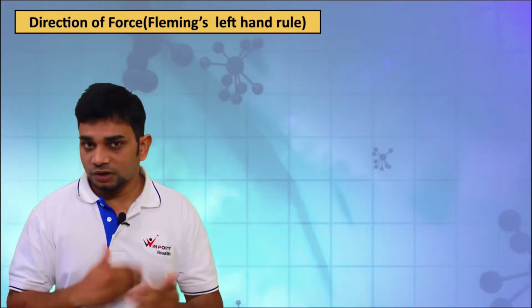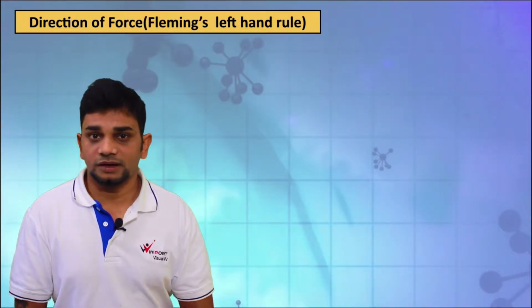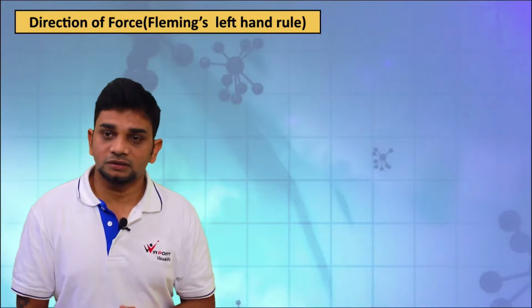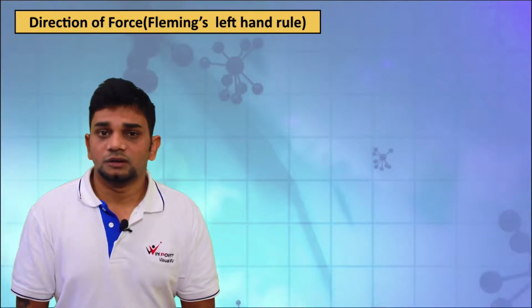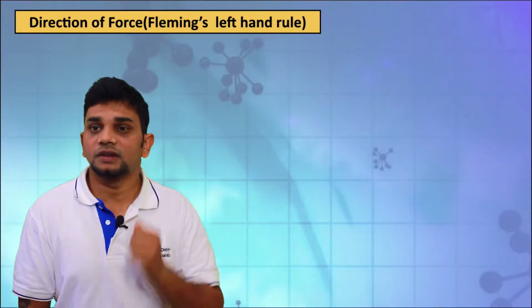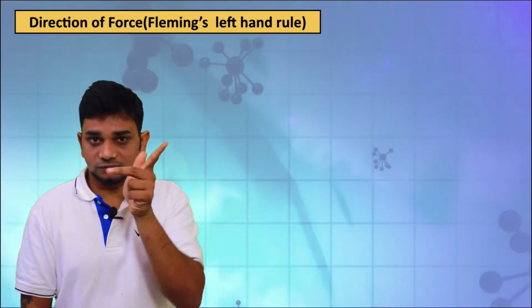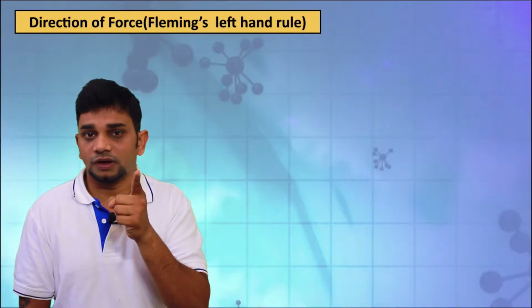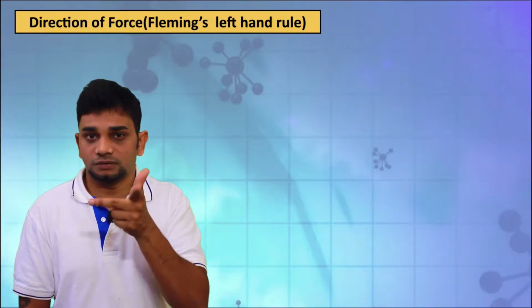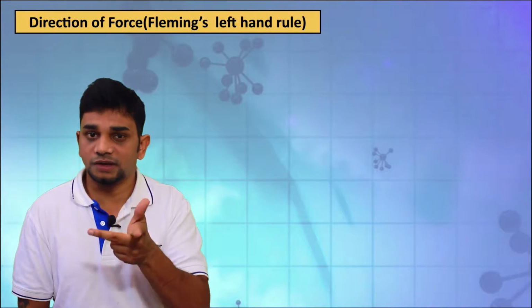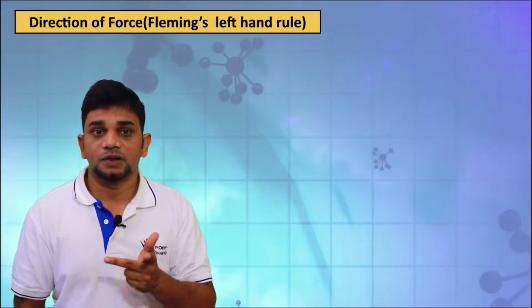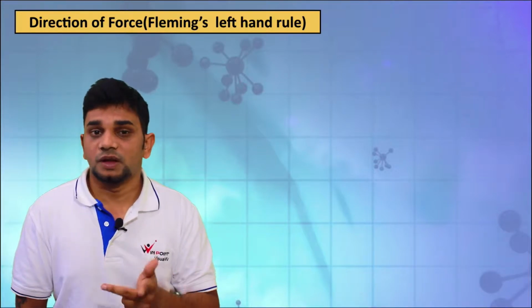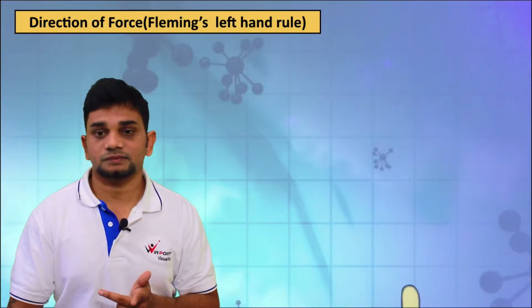Direction of force. Now we need to find the direction of force, right? Force is a vector quantity. Force is having magnitude as well as direction. We can find direction of force using Fleming's left hand rule. You need to hold your fingers like this: forefinger, middle finger and thumb. These three fingers we need to learn this rule. It's a technique, not a rule, it is a technique. Direction of force, Fleming's left hand rule.